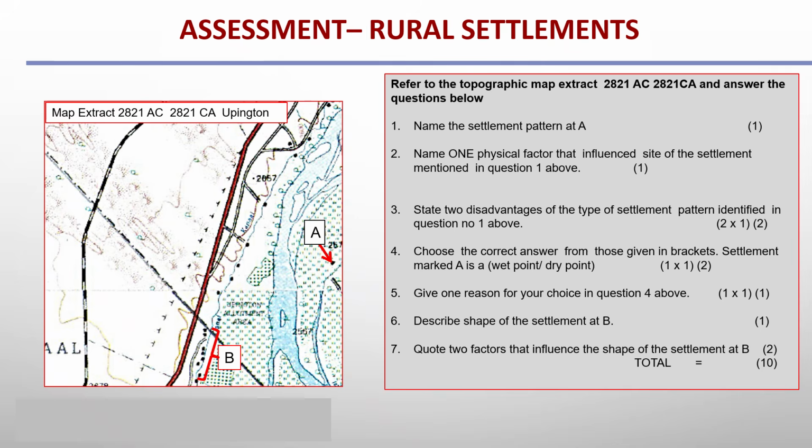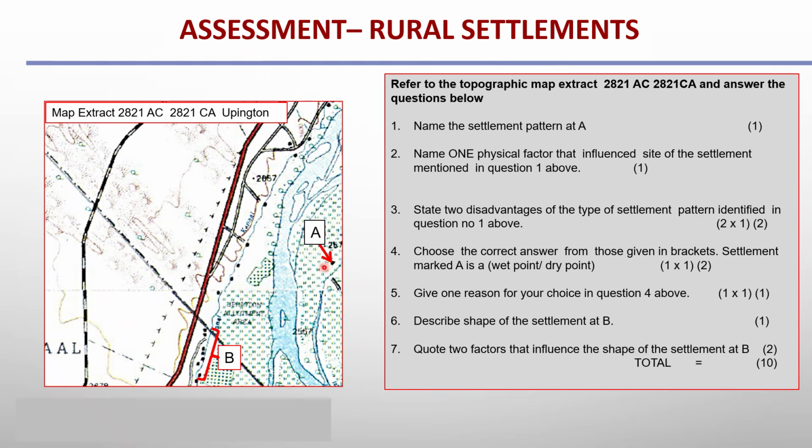Let's try this one here. There's an activity here referring to the topographical map extract 2821 CA, and answer the questions that follow. Settlement pattern at A: is it dispersed or nucleated? You can see it's one dot, one building there, one farmstead there. So the settlement pattern at A has to be dispersed.